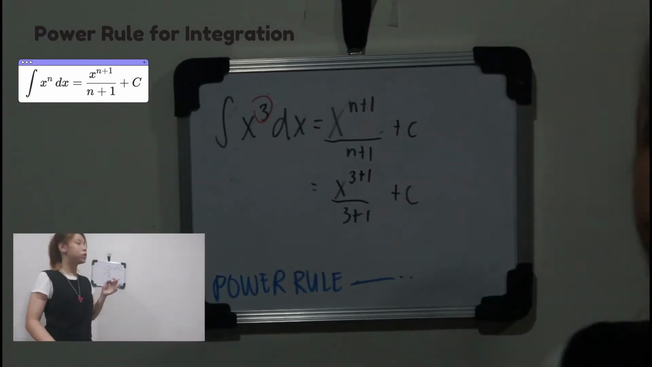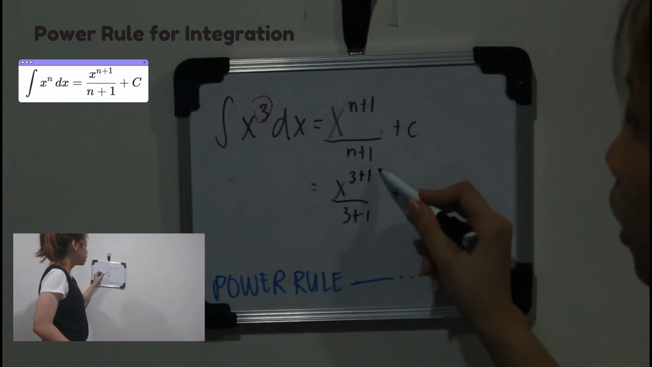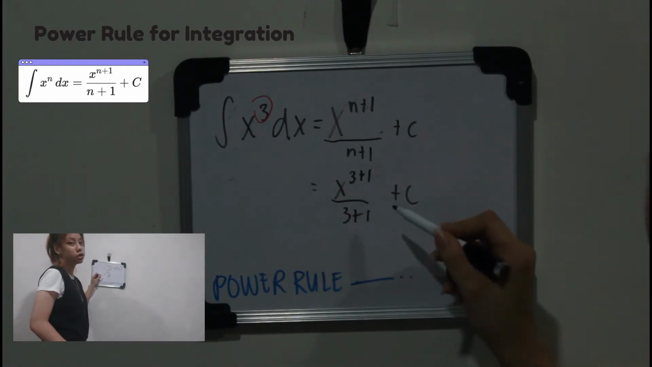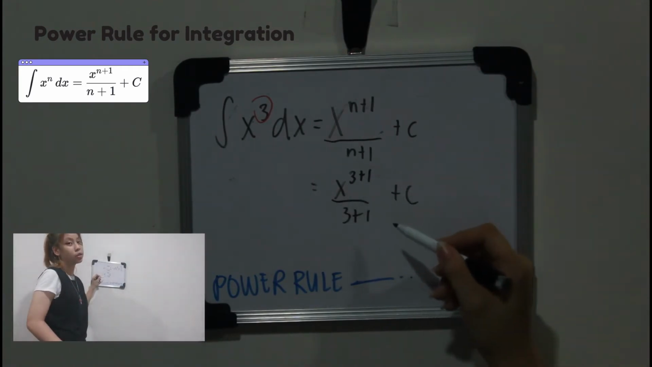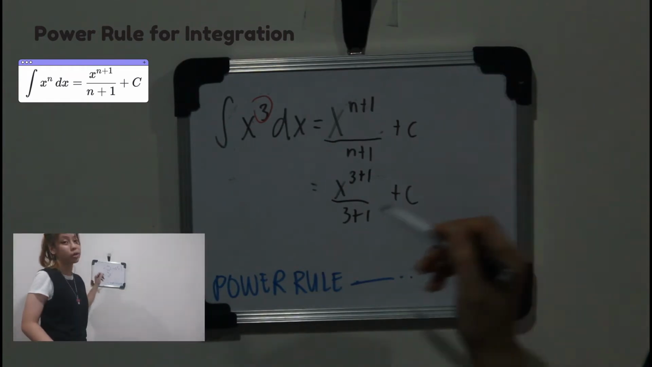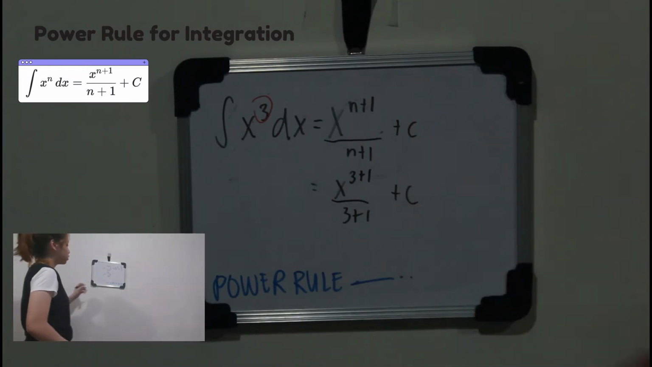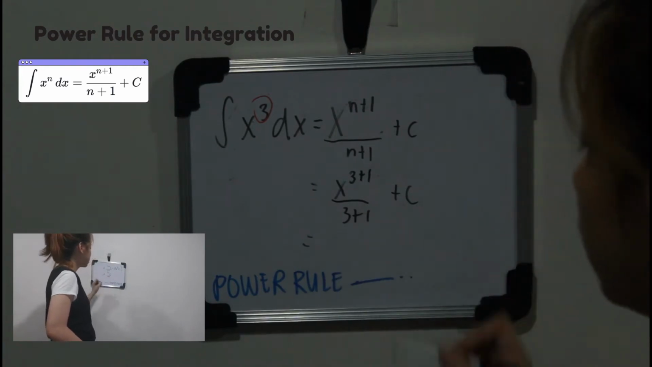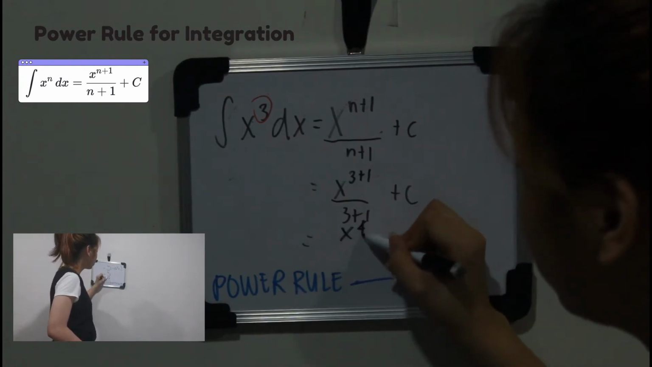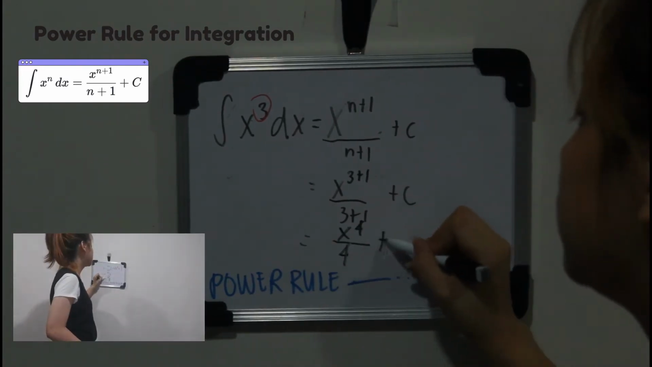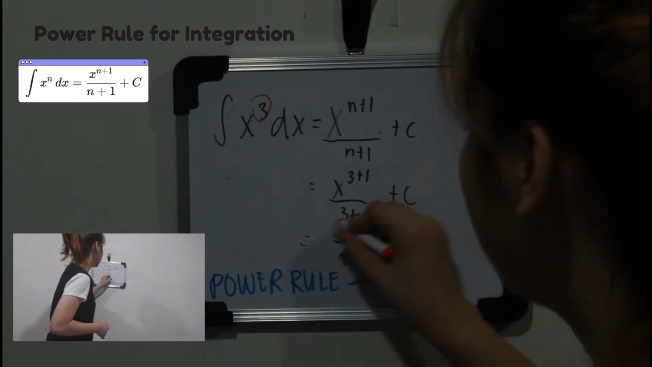To give you some few tips, always remember that the exponent here is always equal to the denominator of what we are getting. So, with this, x raised to 4 over 4 plus c. And there we have our answer.